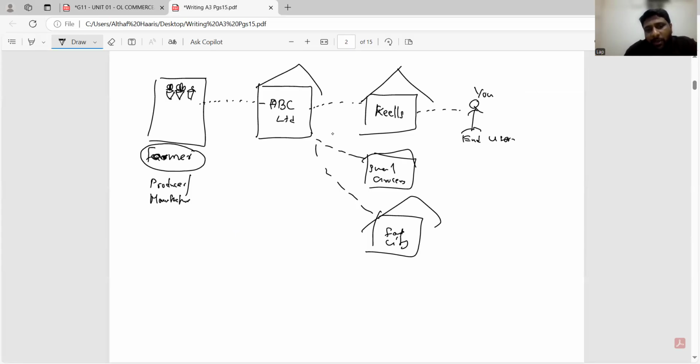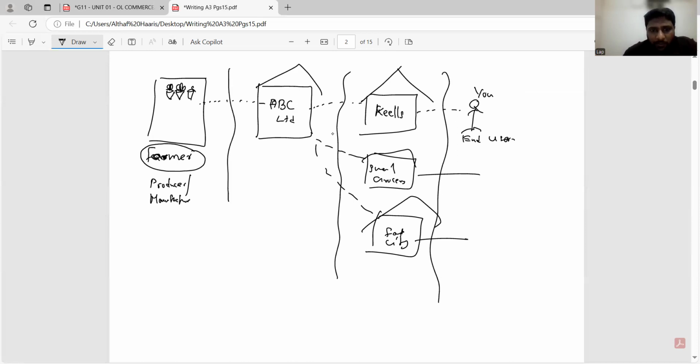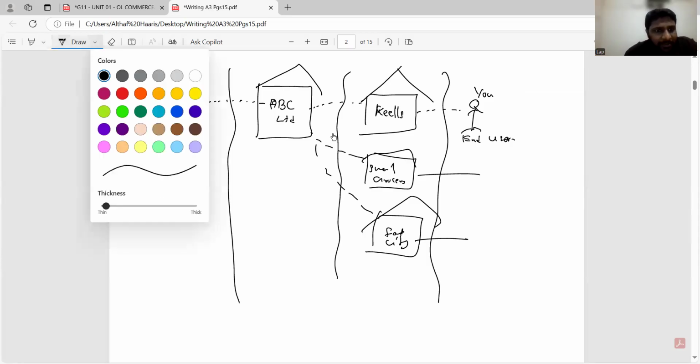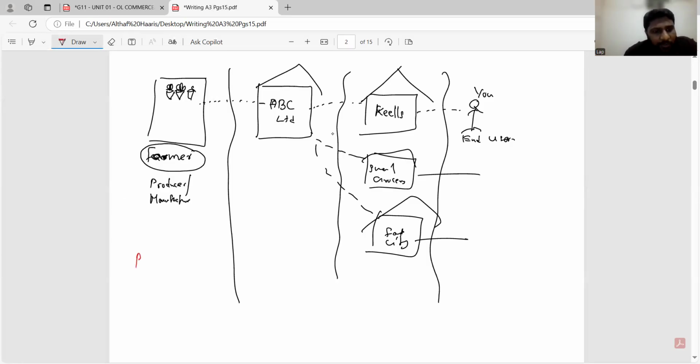They gave the carrots to all of them. For the end user, these parties only will sell to the end user. So if you categorize, this is the producer manufacturer category. ABC Limited is a wholesaler. This one is a retail. This is the end consumer.